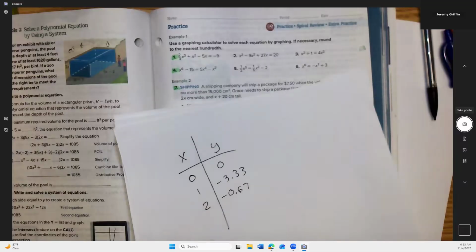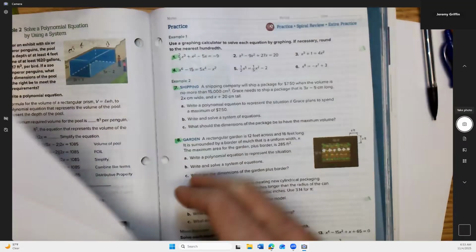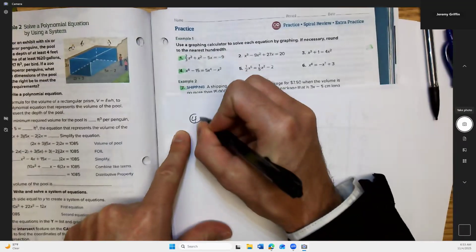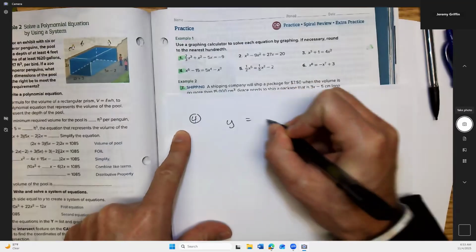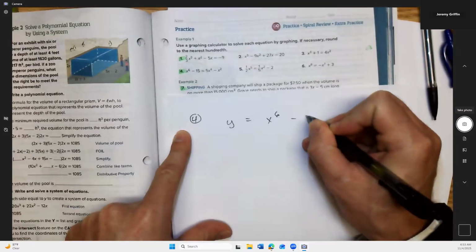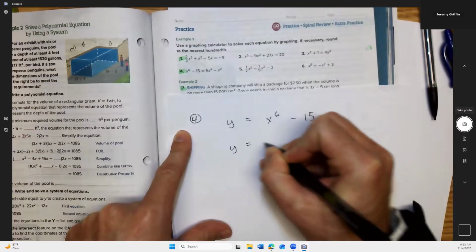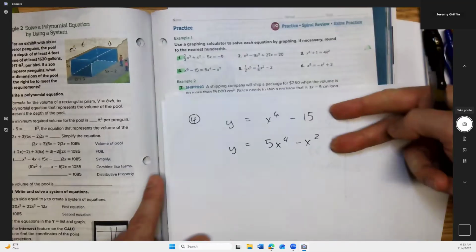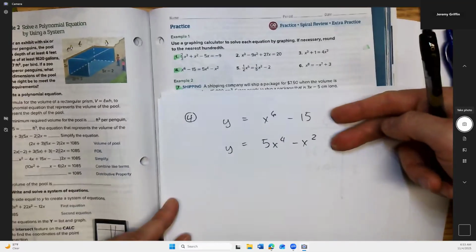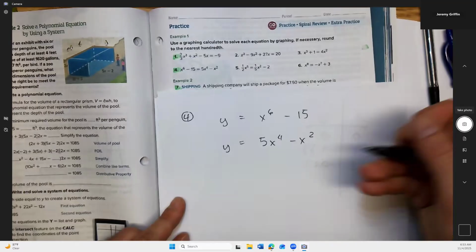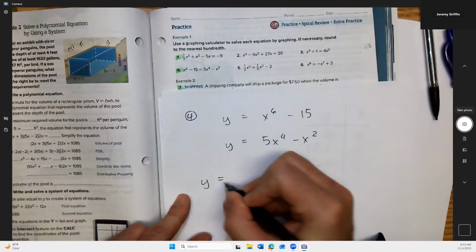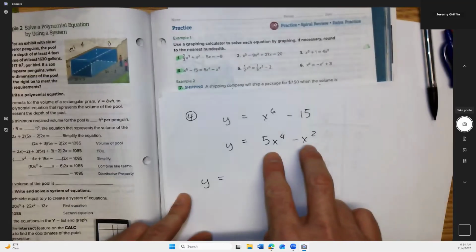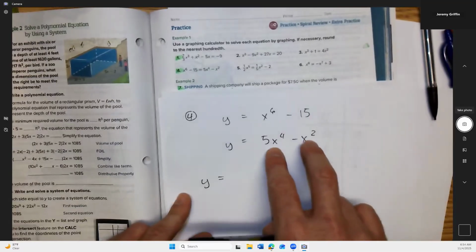Let's try another one. How about number 4 here? So here, I'll go ahead and list out the equations that I would put in Desmos for number 4. So we've got x to the 6 minus 15 is equal to 5x to the 4 minus x squared. So I'll graph both of these in Desmos. One of these will be red, one will be blue. And where does the red cross the blue? Well, another way to say that is I can make a third equation. I could just subtract one equation from the other.